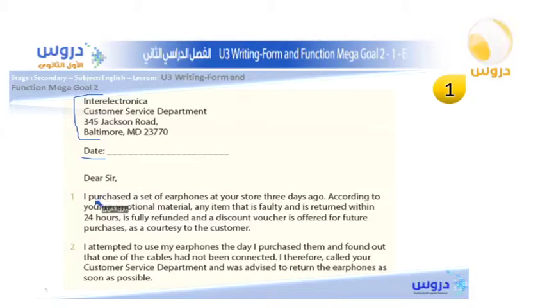Dear sir, I purchased a set of earphones at your store 3 days ago. According to your promotional material, any item that is faulty and is returned within 24 hours is fully refunded, and a discount voucher is offered for future purchases as a courtesy to the customer. So this is the first part of the complaint. He said that I bought earphones from you, and you said that if I return it in less than 24 hours, you will give me back my money and a discount voucher if I want to buy anything else. Now we'll move to the second part.